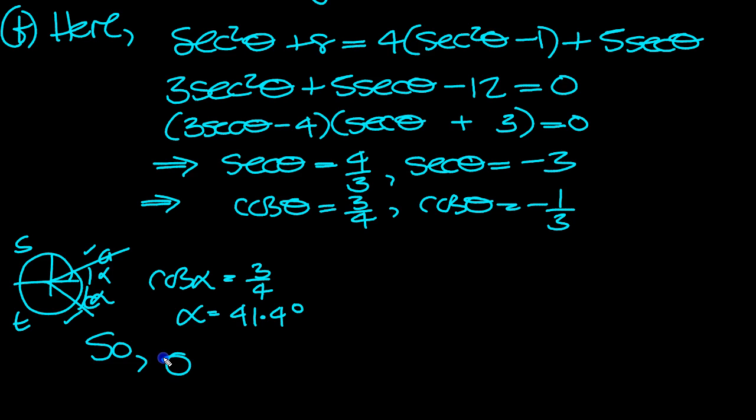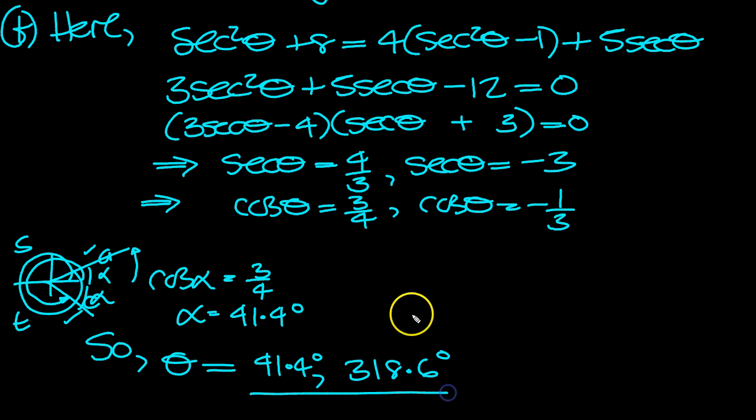So theta then, well, the first solution is around here, which is the 41.4. The next solution is right around to here, isn't it? 360 minus this number, 318.6. Now let's draw our next circle.